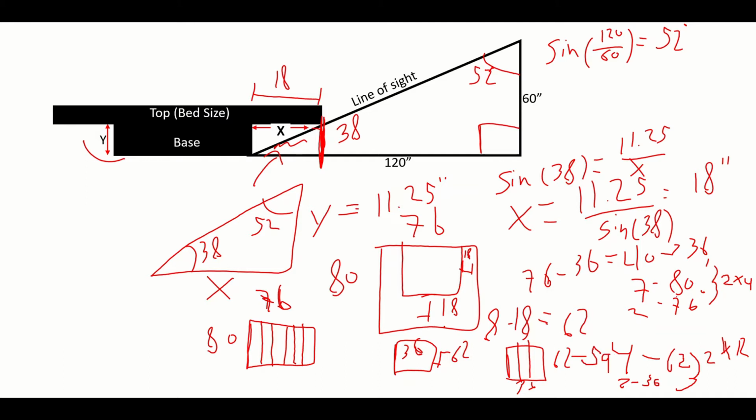Sweet. So now we know we need 7 80s, 2 76s, and 2x4s, 4 62s, really 59, and the 2x12 and 2 36s. So alright, now we know what we need, and we're gonna go get some wood.